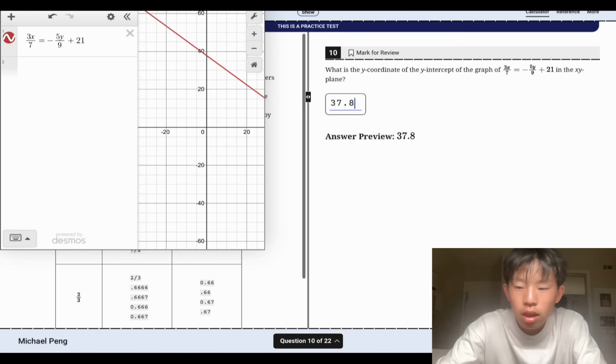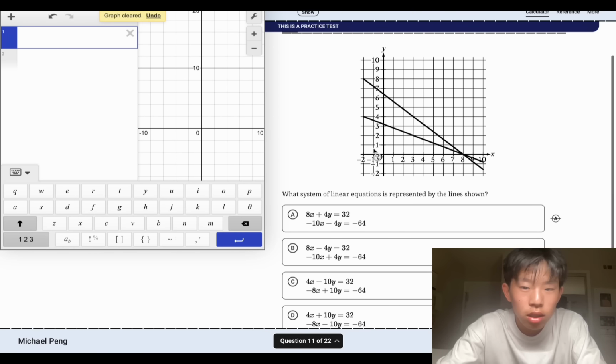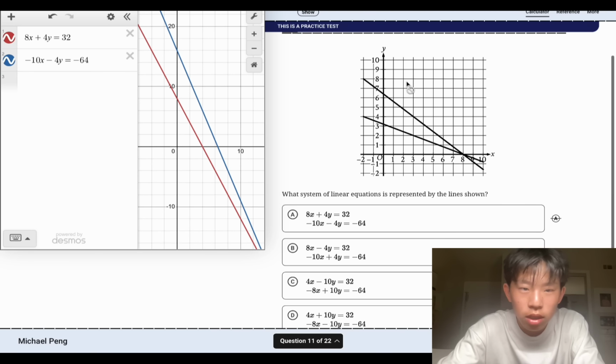Okay? Next. So now it's saying which one demonstrates these lines. So let's just type them out. Will they look the same? And if the answer is yes, then that's our answer. So this one kind of looks similar. Let's double check though. This one intercepts with what? 6.67, 6.7.